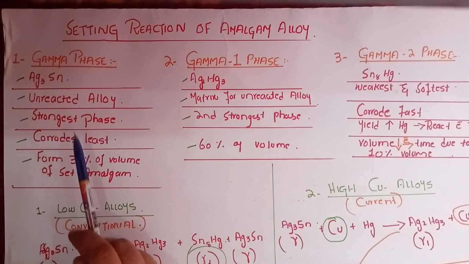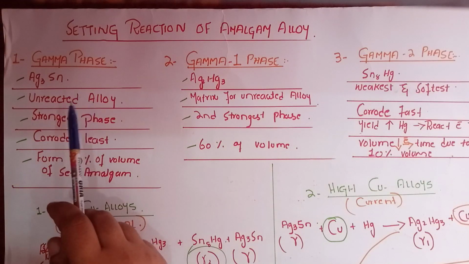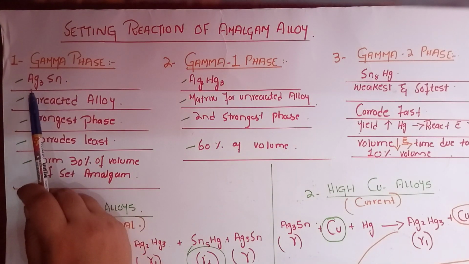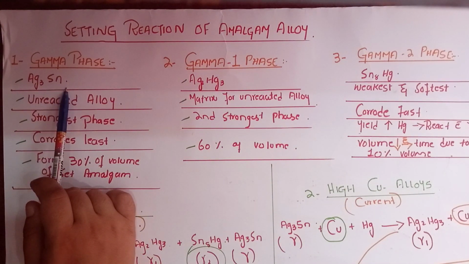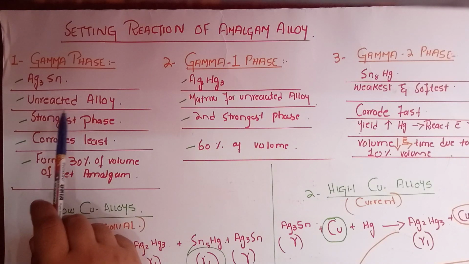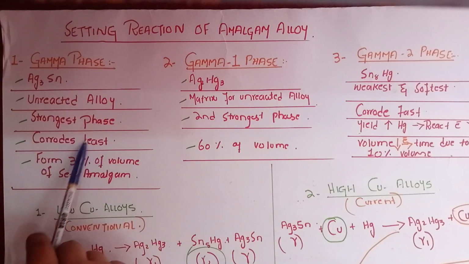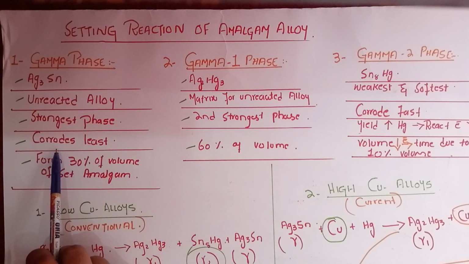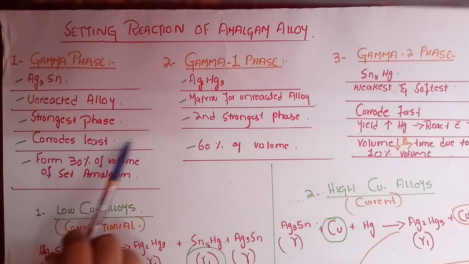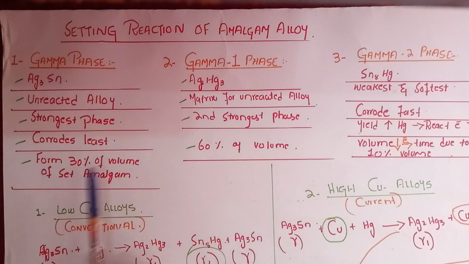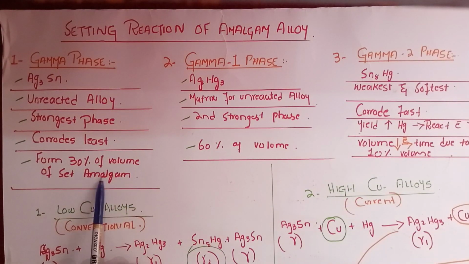So the first phase is the gamma phase, and it is formed by the combination of silver and tin. This phase contains unreacted alloy and is the strongest phase. And the best thing is it corrodes least. It means that it has high corrosion resistance, and it forms 30% of the volume of the set amalgam.